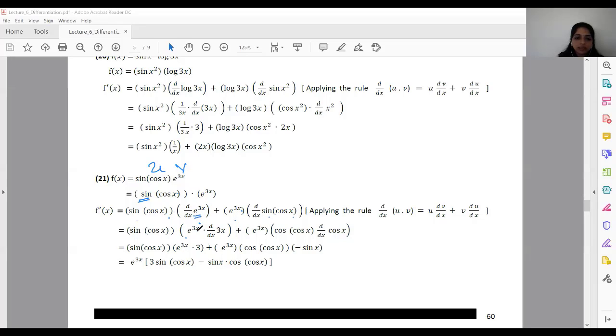Now the derivative of e raised to 3x, this is the exponential function. So e raised to 3x, and by applying the chain rule, d by dx of 3x is just 3. Here e raised to 3x, keep it the same. The derivative of sin is cos, theta will remain the same. And by applying the chain rule, d by dx of theta, that is d by dx of cos x, that is minus sin x. And by taking e raised to 3x common from these two terms, the remaining term is 3 sin cos x minus sin x into cos cos x. Okay.